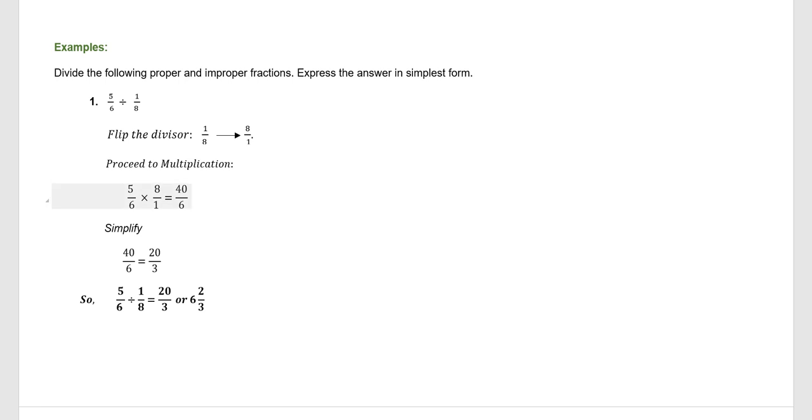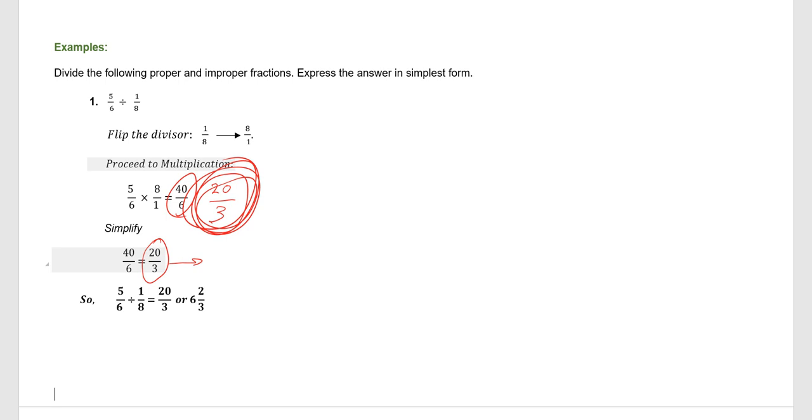Which gives 5 times 8 is 40, 6 times 1 is 6. So we have 40/6, which can be simplified further. Again, start dividing by 2 or 3, the smallest potential numbers that could be common to both of them. So 40 divided by 2 gives you 20. 6 divided by 2 gives you 3. And this cannot be simplified further, so this is the simplified answer. Well, this could be simplified further as a mixed number.